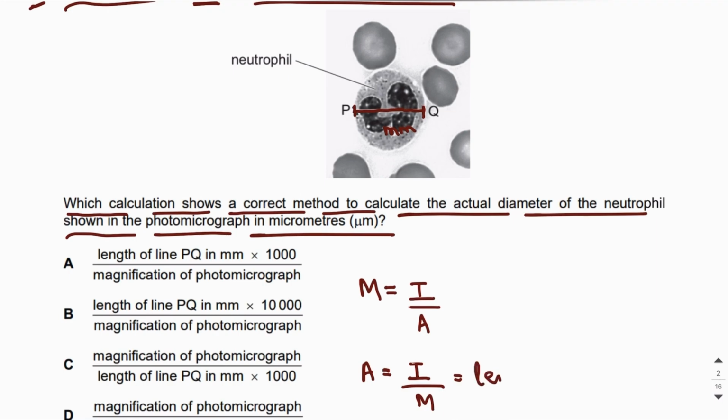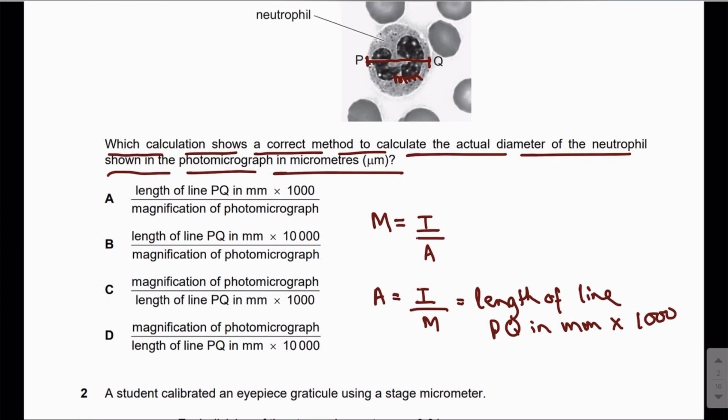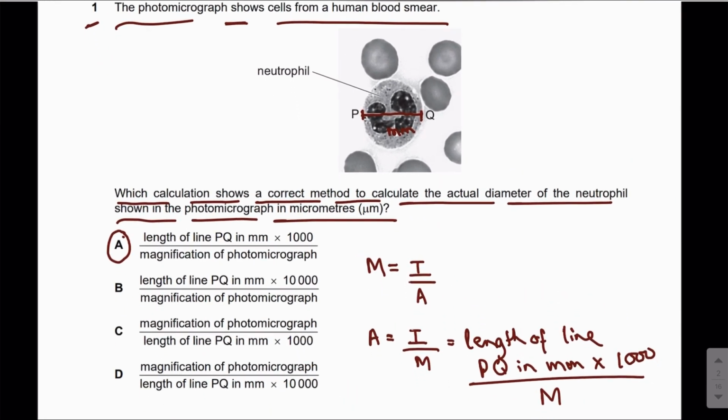working will be length of line PQ in millimeters, right? And what you will do, you need to convert this into micrometers because you have to put this image length into the formula. So you need to convert it into micrometers by multiplying by 1000, and then you need to divide it by the magnification of the photomicrograph. So the answer of this MCQ will be A.